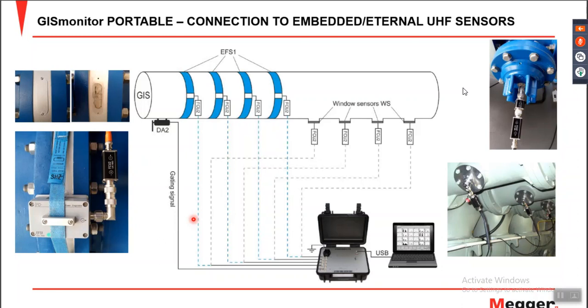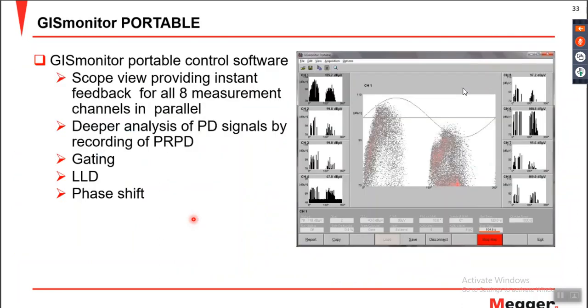Now coming to the software part of this instrument, it has dedicated software, and it has to be operated by a laptop by connecting it through USB or a LAN connection. And this is the software screen of the instrument where you can see all the 8 channel connections on a single screen, and you can analyze the data and identify which sensor the signal is closer to, depending on the magnitude of your measured signal. And there are several other things like gating, LLD and phase shifts given, which can be very useful for analysis purposes at a later stage.